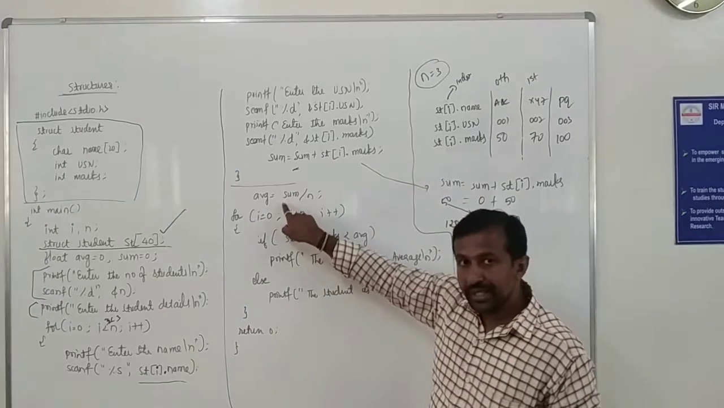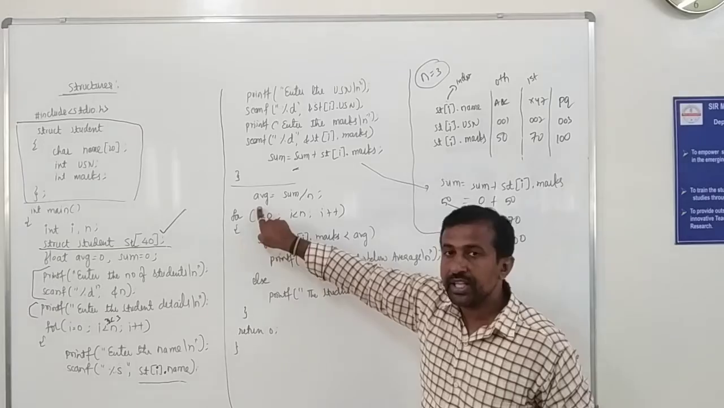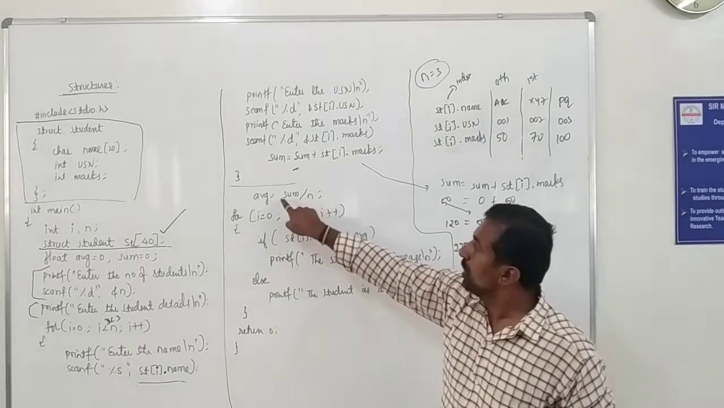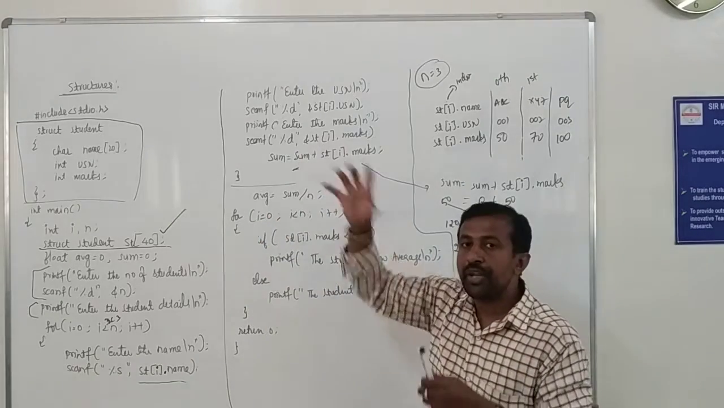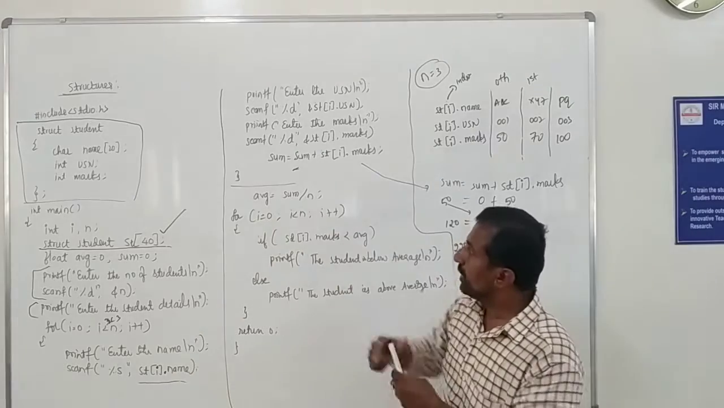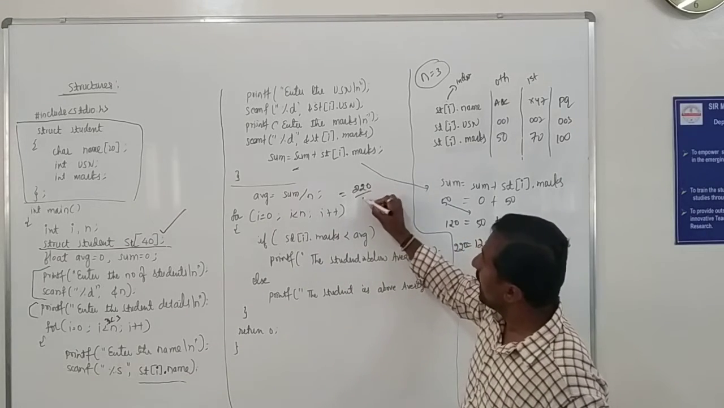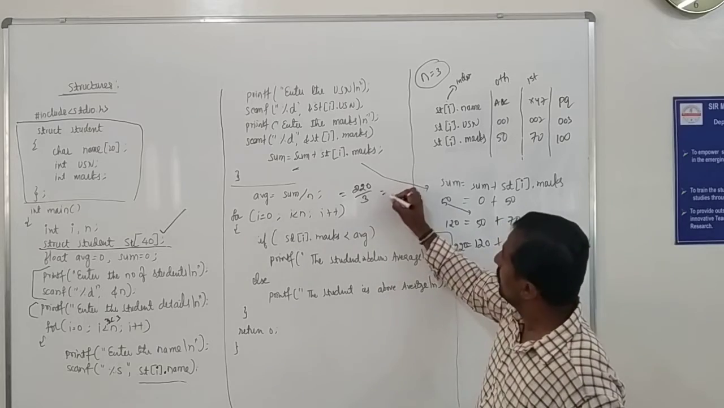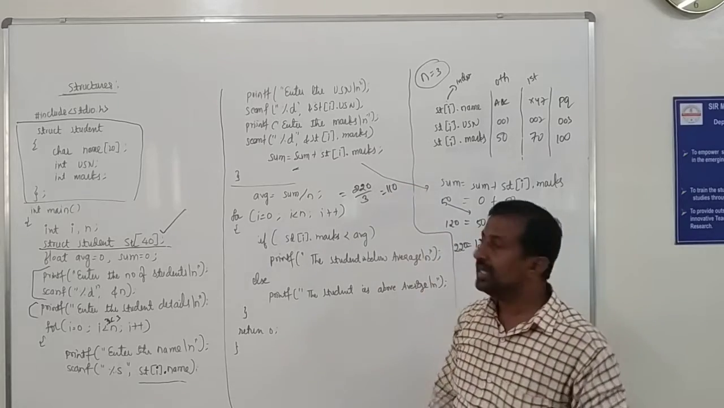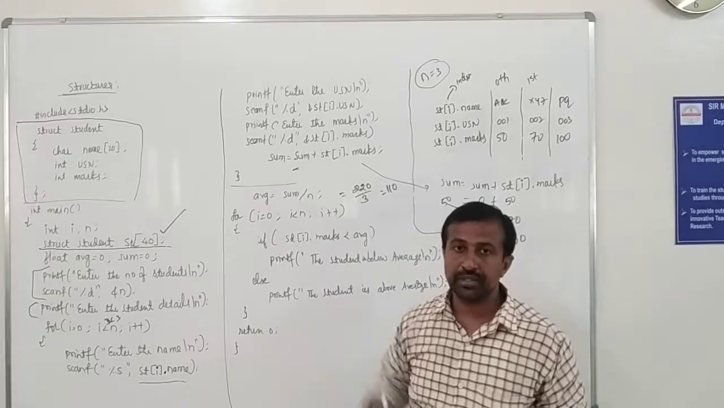So in this next statement, what happens? Average is equal to sum by n. It means we are going to take the average marks. Substitute the values here. Sum is how much? 220. 220 divided by n value 3. How much? 110. 110 is the average marks, which is stored in average.